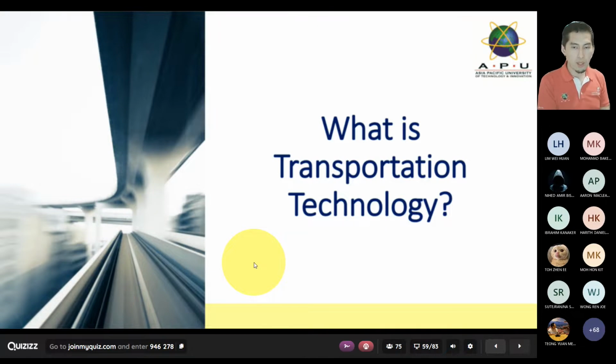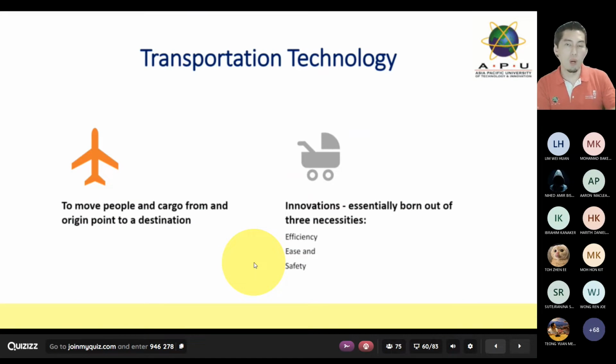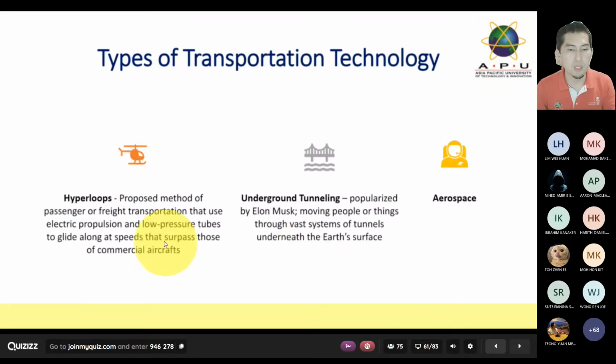All right. Next one is transportation technology. As we all know, by definition it is to move something from point A to point B, right? But what has caused transportation technology to improve a lot is efficiency, and also ease and safety, the ease of traveling and the ease of transportation as well. So more importantly, as you see here, I'll give you a few examples.